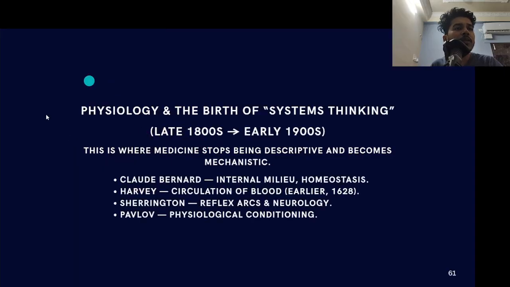Now, we'll talk about physiology and the birth of systems thinking. This is where medicine stops being descriptive and becomes mechanistic. Here we have the following people to thank, including Claude Bernard, who came up with the internal milieu and the idea of homeostasis, Harvey, whom we earlier talked about, who came up with circulation of blood in 1628, Sherrington, who talked about reflex arcs and neurology, and then Pavlov, who gave us the concepts of physiological conditioning.